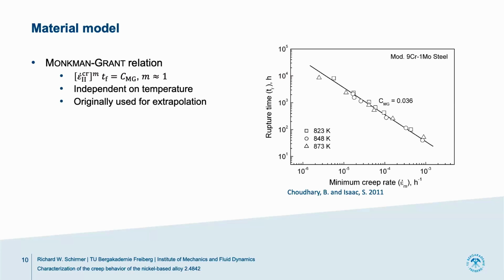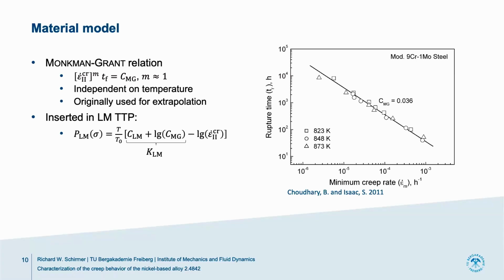The first part is quite easily done using the Monkman-Grant relation, where you have a relation between the secondary creep strain rate and the failure time, which again was originally used for extrapolation. If we insert that into the Larson-Miller time temperature parameter, and after some renaming of two constants, we end up with the equation over there.